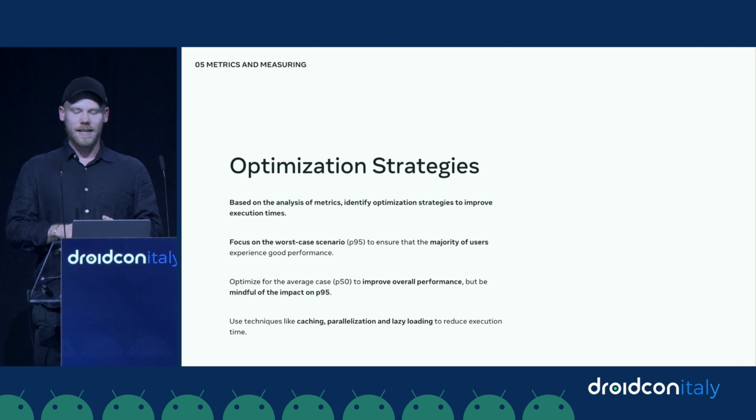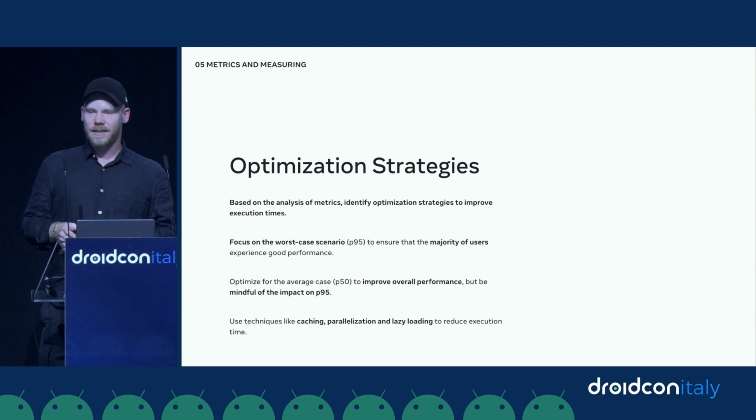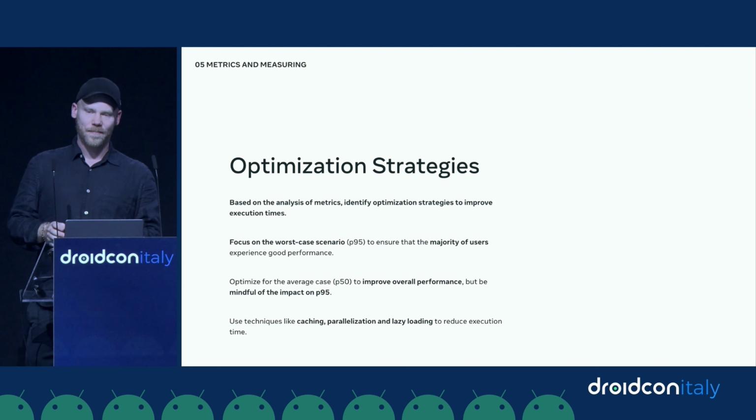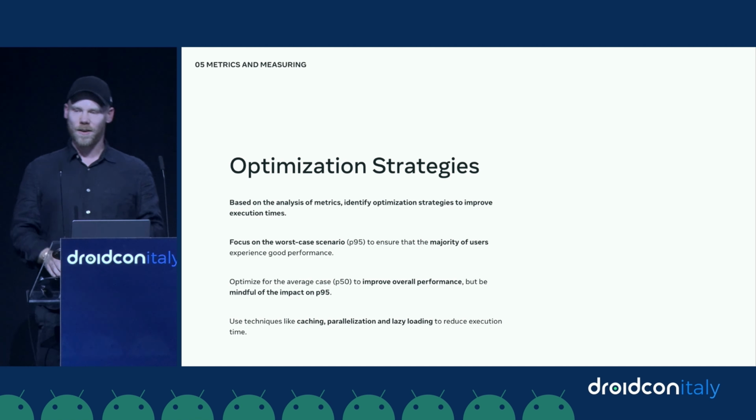If we use techniques like caching, parallelization, and lazy loading, which can reduce the execution time, it's important to also look at how this impacts the P95. Because things like a higher active thread count or just higher usage of these resources in general can speed things up for the P50 user, but they can slow down things a lot for the P95.